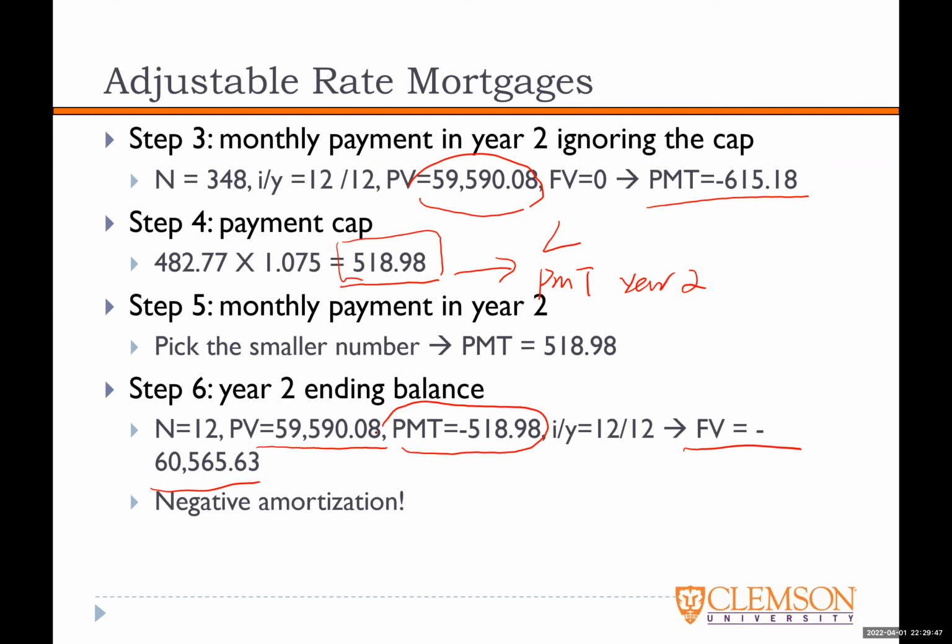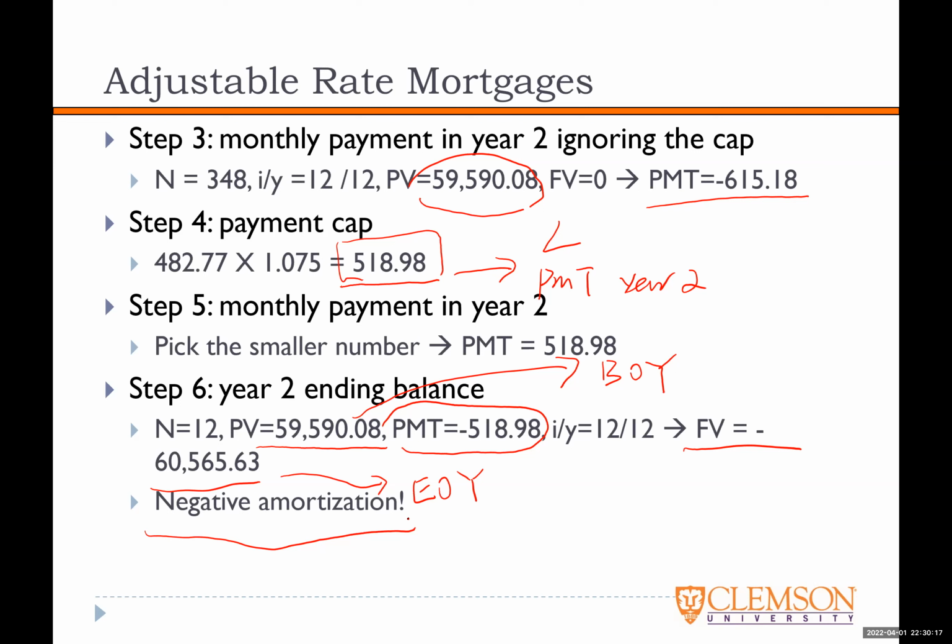So this is beginning of year balance. This is end of year balance. You compare the beginning of year balance with the end of year balance, you see that the amount you owe the bank actually increased. This is called a negative amortization.